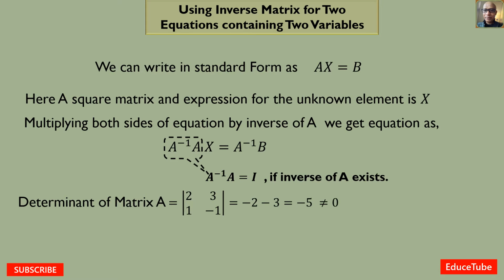So how do you know whether the inverse exists or not? We have to find the determinant of matrix A, and we already calculated it and found it is -5, and it is not equal to 0. So what does it mean? It means the matrix is non-singular and the inverse exists. So capital X equal to A inverse B. We write it like this.